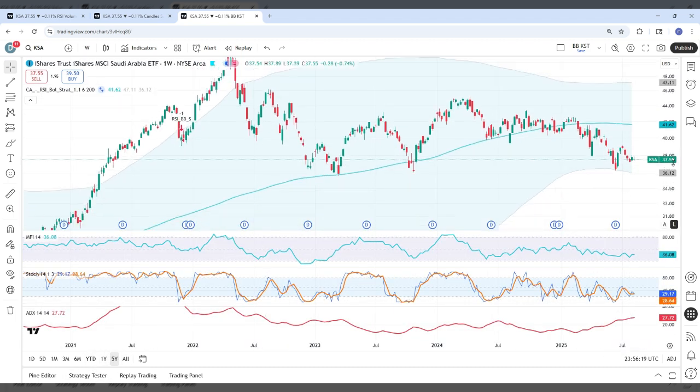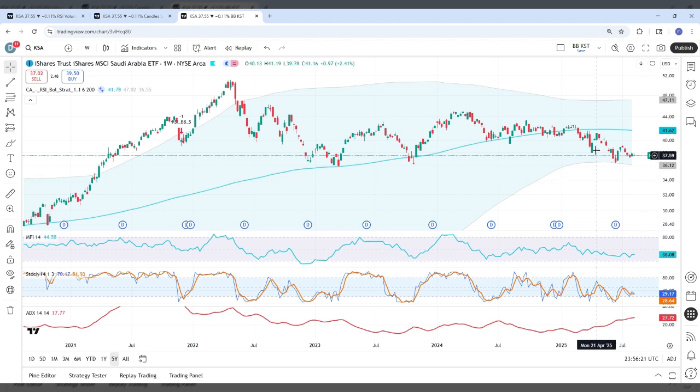Weekly, now we've got a Bollinger Band, and we're at the bottom of this band. It's squeezing together. You can see it's getting thinner. So that usually happens before it makes a move. I'd like to see it break up. We've been bouncing off this moving average and it broke below.